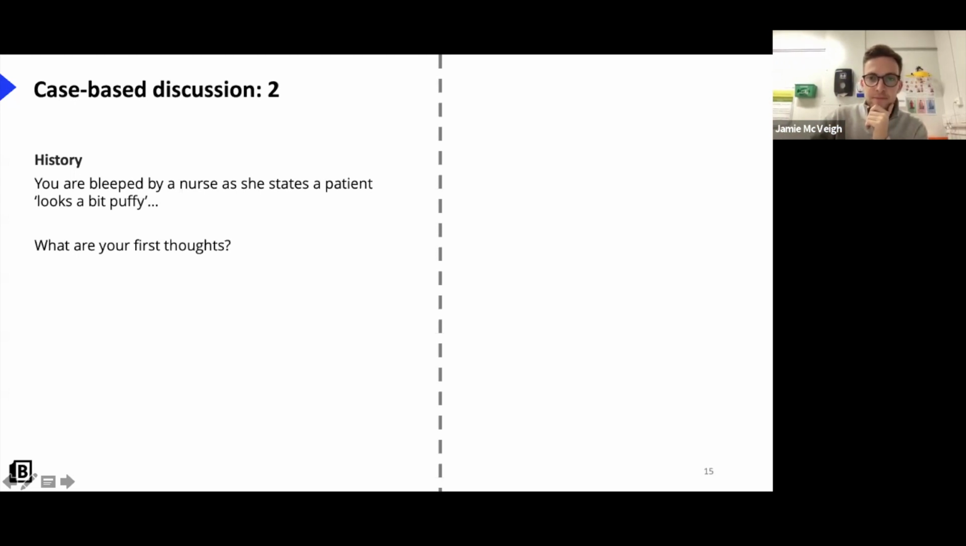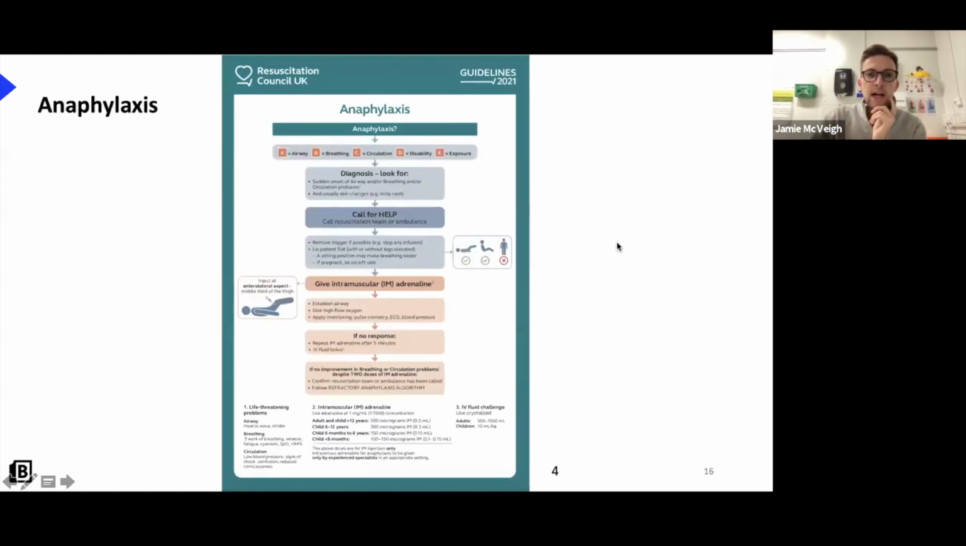very good. Any questions? Put them on the chat. So here is the updated 2021 Resus Council guidelines, quite a simplified version.